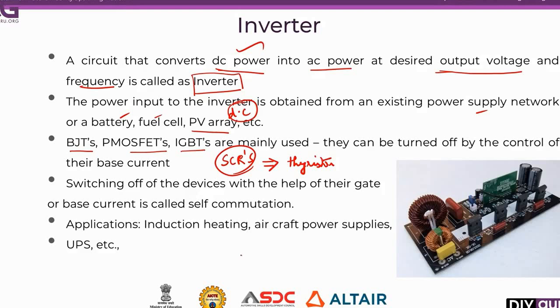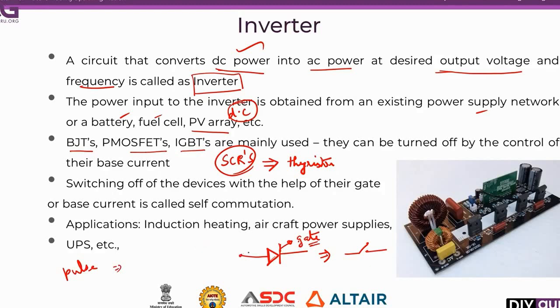The symbol of the thyristor is similar to that of the diode, but you have an additional terminal called the gate terminal. This thyristor can be used as a switch by controlling the gate input. What is the gate input? Gate pulse, we will say.